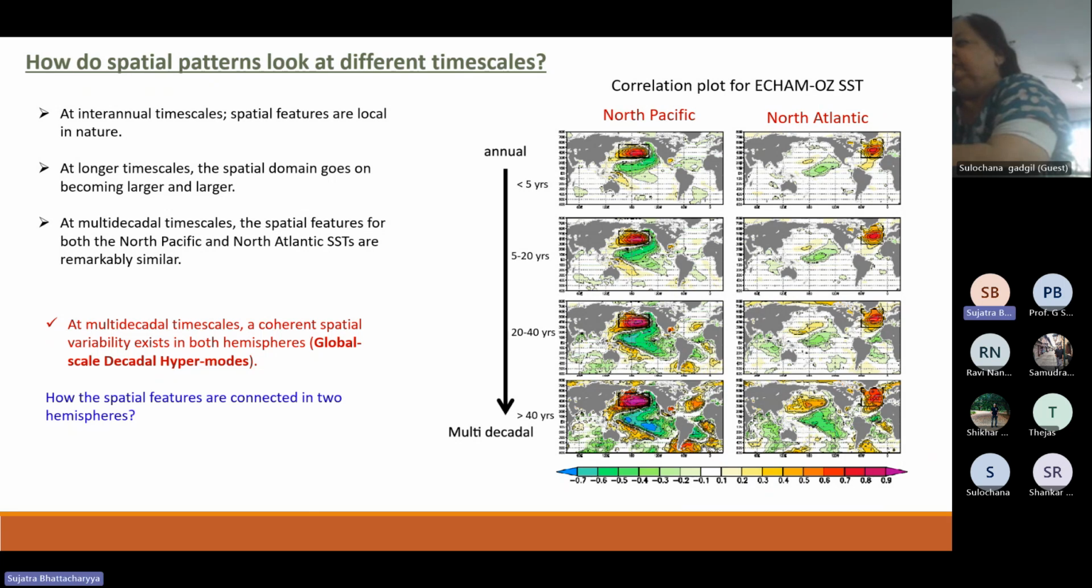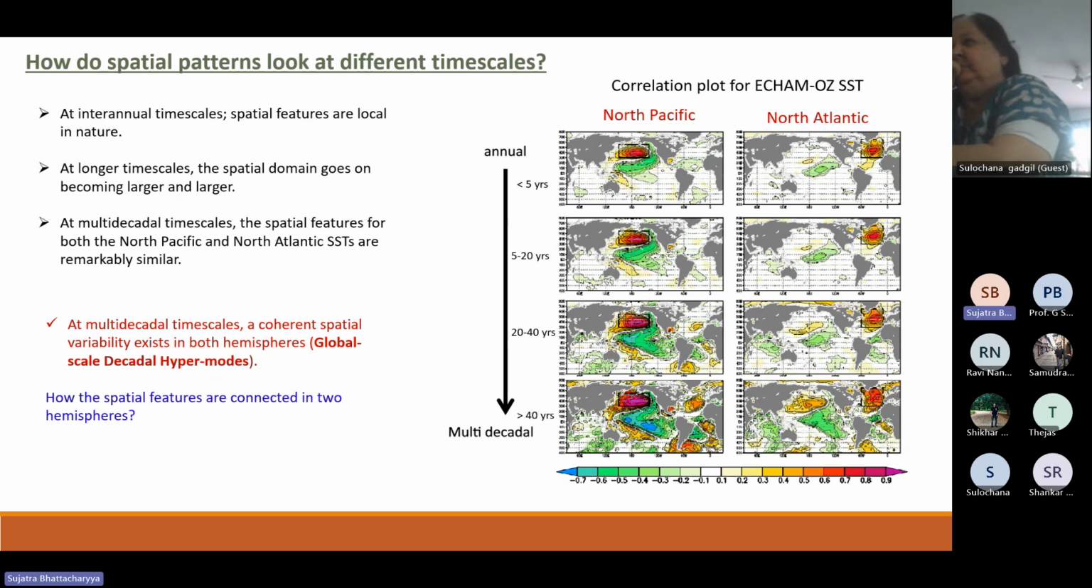Okay, now one more thing which we can see from this plot is that as soon as we go to the multi-decadal time scale, these spatial features become global. Also, we can see that there is some sort of coherence between the two hemispheres, right? So the SST over this region is showing a strong correlation with the SST over the Southern Pacific also. Same is the case, not exactly similar, with the North Atlantic as well. So that means there is spatial coherence between the two hemispheres at these time scales. So this is for SST.